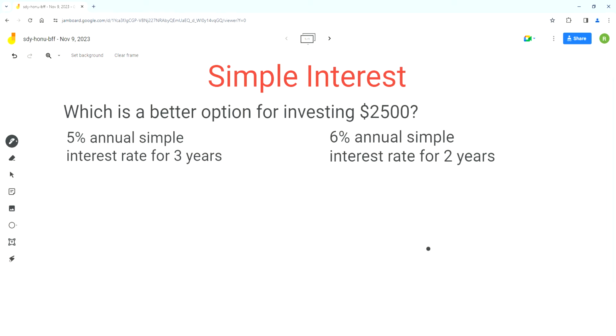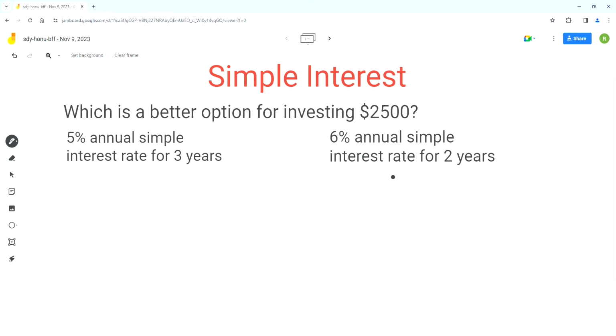Hello everyone. In this video, we will solve this problem based on the concepts of simple interest. As per the problem, we have to identify a better option for investing $2,500. The two options are a 5% annual simple interest rate for 3 years, or a 6% annual simple interest rate for 2 years.